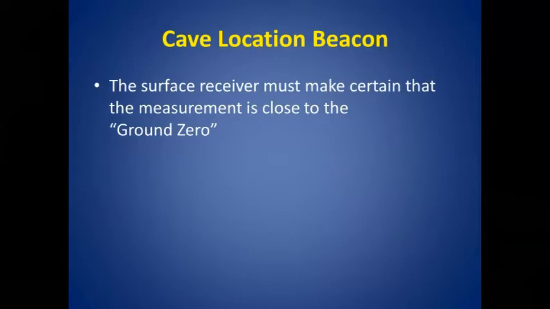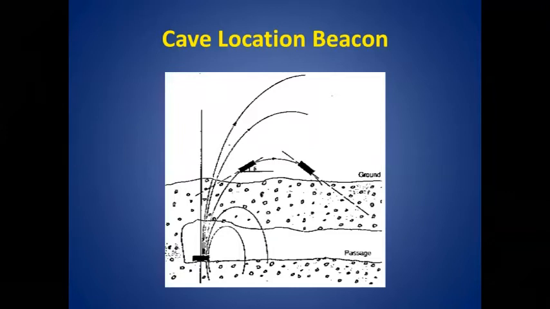The surface receiver must make certain that the measurement is close to ground zero when you're starting this. Because if you're on the other side of the loop, because the magnetic field creates a full loop, then you can get a very false indication. And you should be able to note that by the fact that if you knew where ground zero was and you go some distance, you don't want to have the antenna pointed in the wrong direction. So the base of the antenna would be pointed rear towards ground zero.